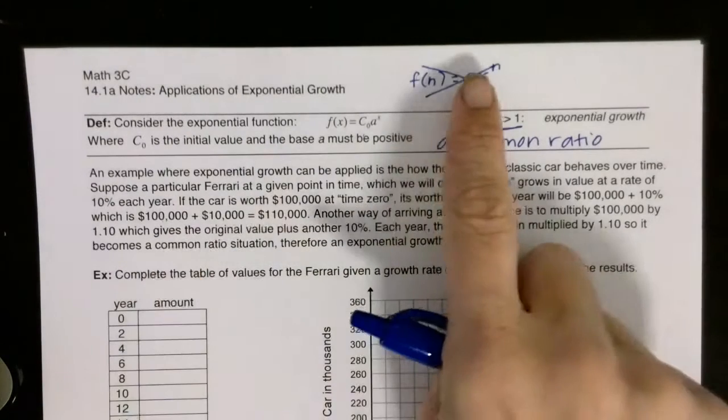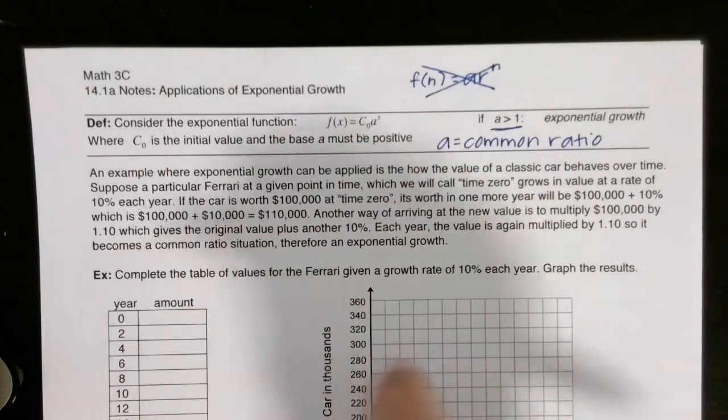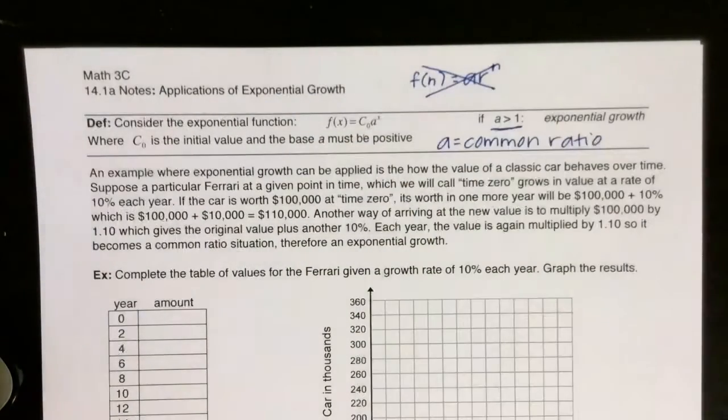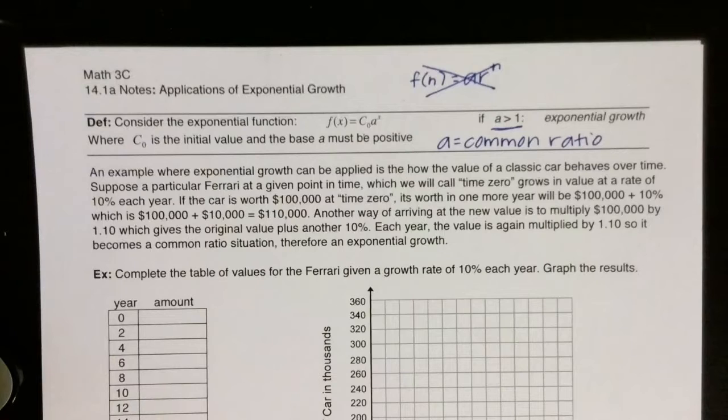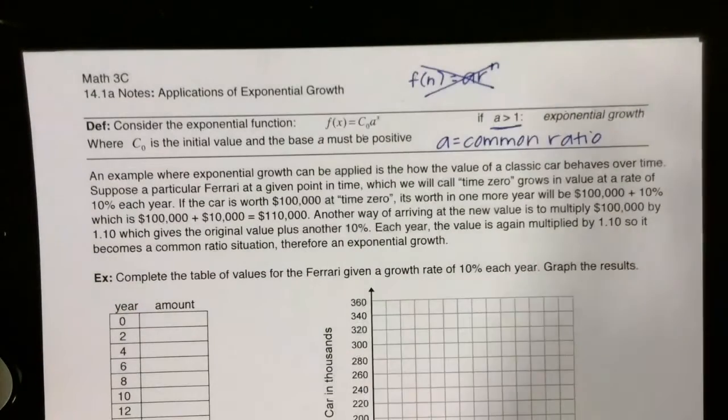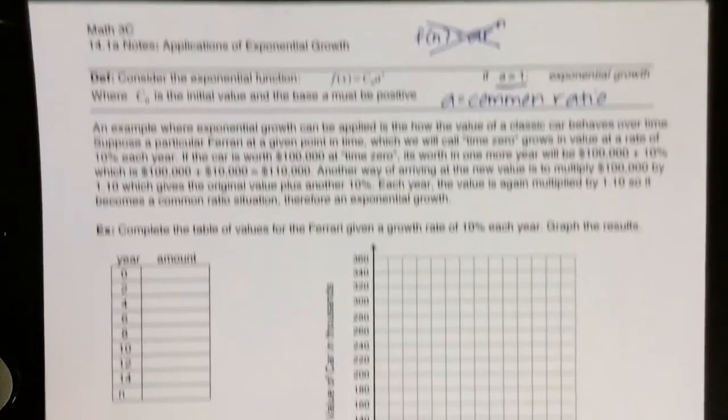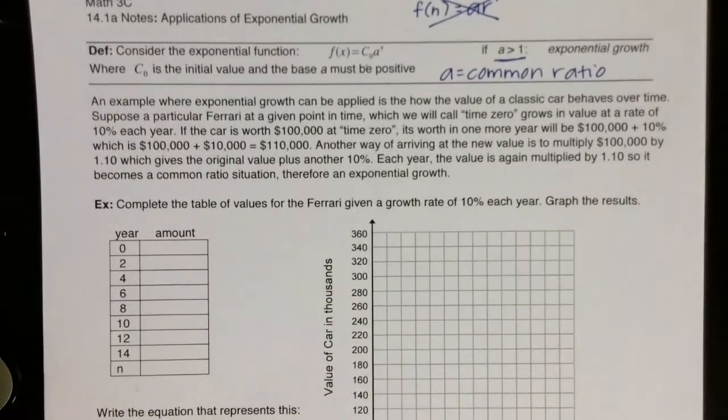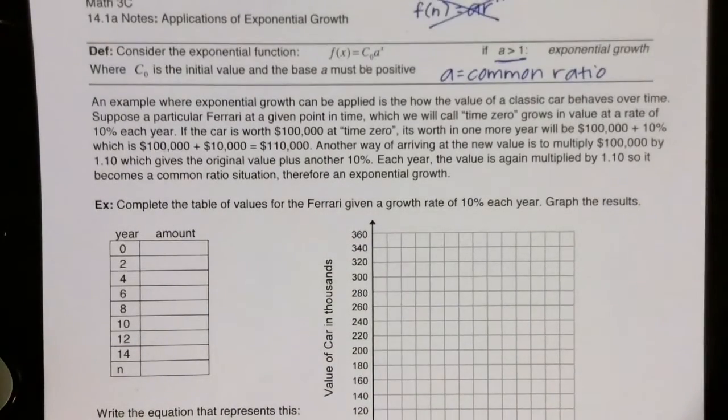So that's where we're tying it back to this guy right here. Because we're multiplying by the same number, the pattern that fits that scenario is a geometric sequence. Another word for geometric sequence can be exponential growth. It can also be decay, but we're focusing on growth in this lesson. Okay? So this says complete the table of values for the Ferrari, giving a growth rate of 10% each year.